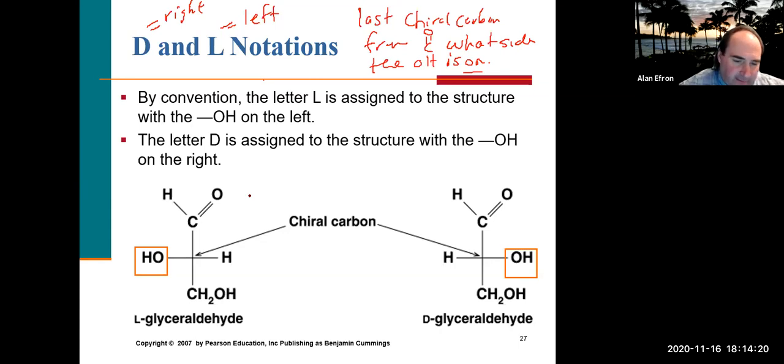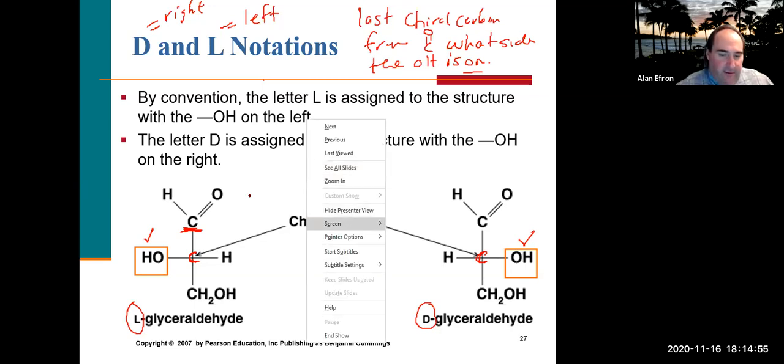So if we look at this very simple one, remember that where this guy crosses, that is a carbon. And the furthest away from that carbon-oxygen double bond would be this guy. And the OH is on the left, so that is L. Over here, this is the same carbons, everything else the same, except our OH is on the right here, and that would be our D. So is that the last chiral carbon? Well, how do we know that is a chiral carbon and the other ones are not?